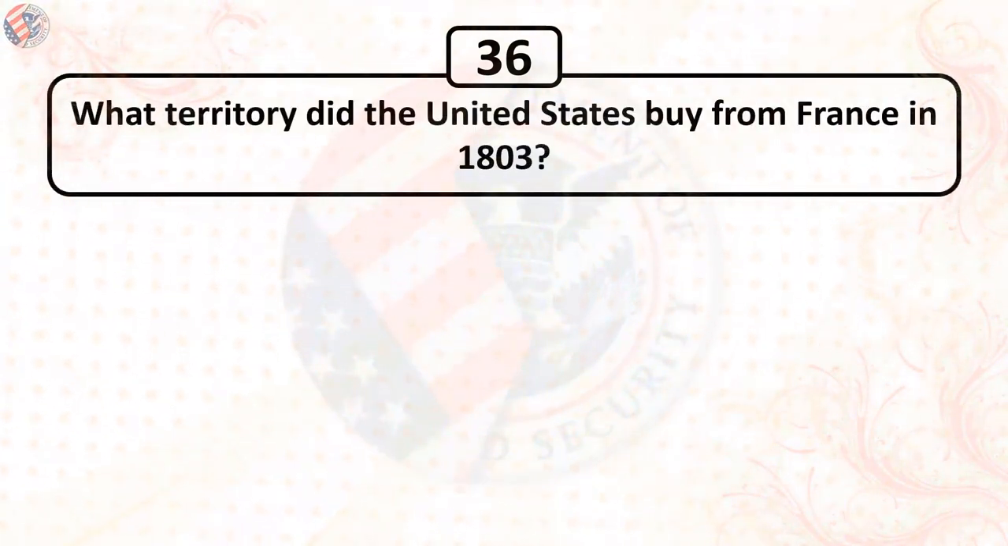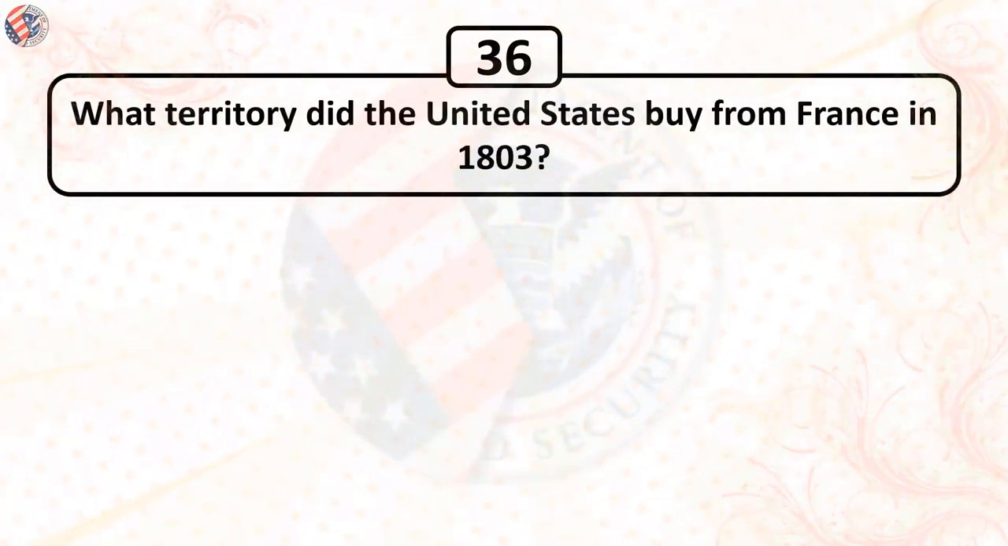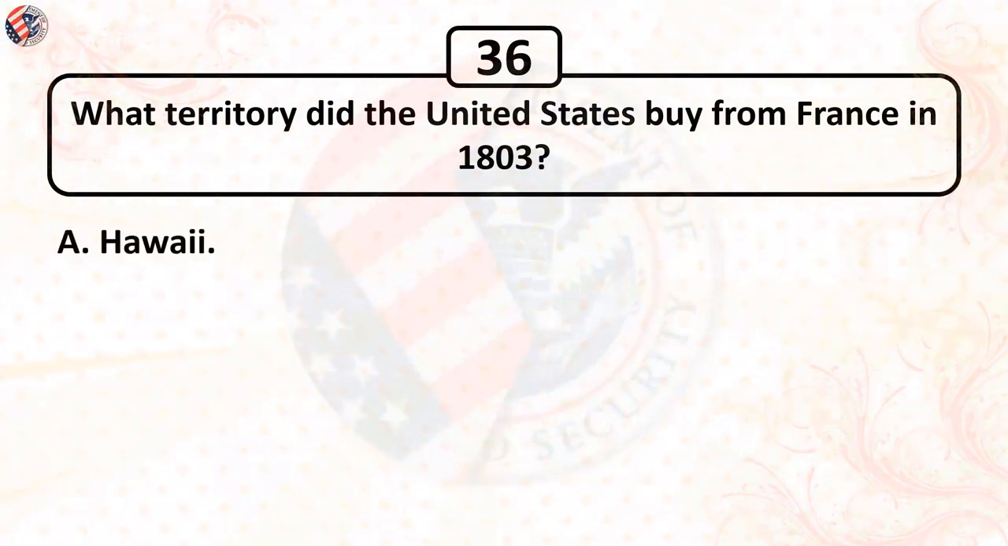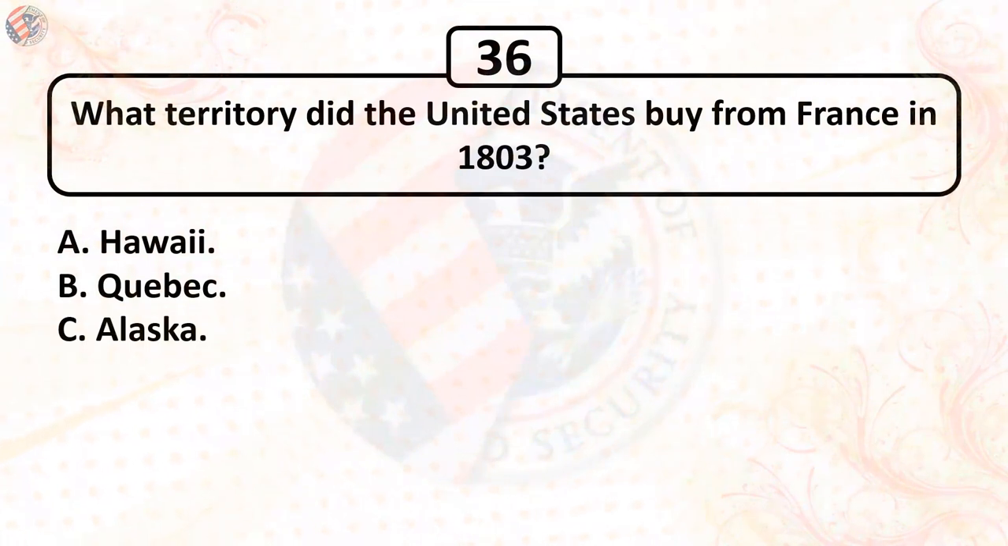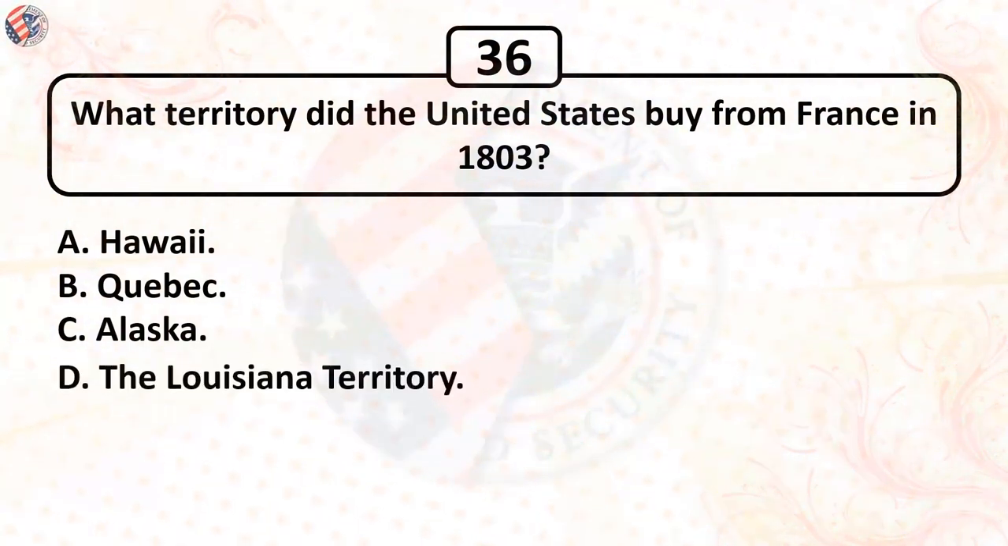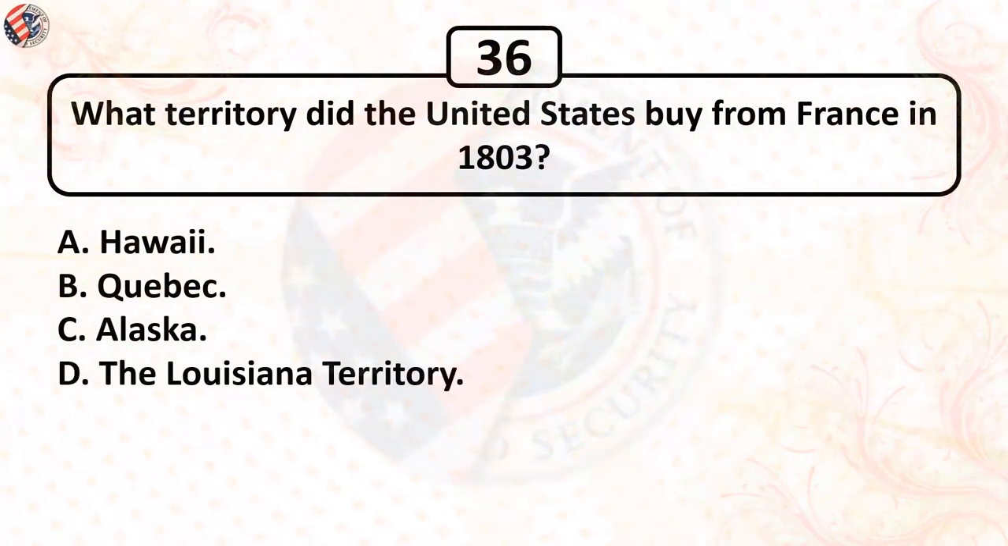What territory did the United States buy from France in 1803? A. Hawaii. B. Quebec. C. Alaska. D. The Louisiana Territory.